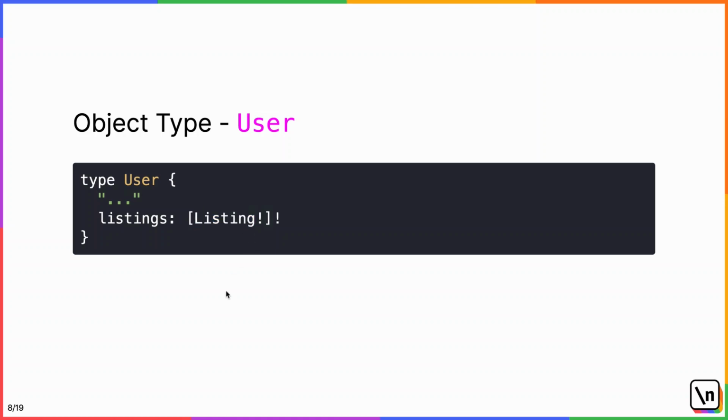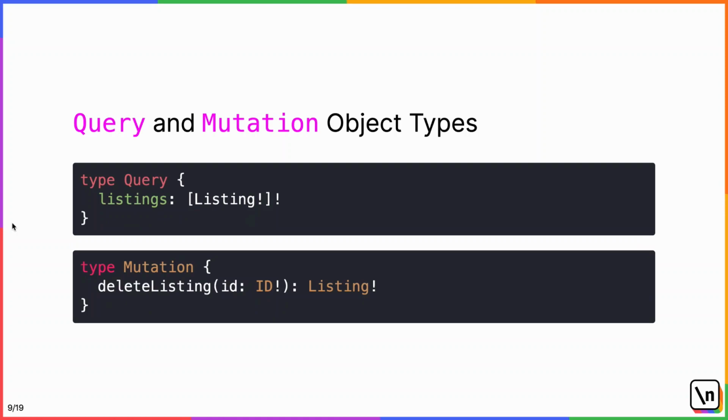There are two special object types within a GraphQL schema called the query and mutation object types. Every GraphQL schema must have a query type and may or may not have a mutation type. Query and mutation represent the entry points of every GraphQL query. The purpose of a query type is to define all the possible entry points for fetching data. The purpose of the mutation type is to define all the possible entry points for manipulating data.